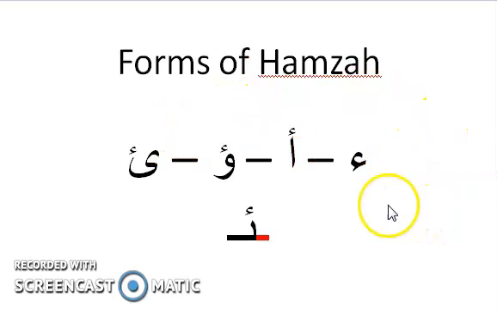Forms of Hamza. It takes many forms. It can be written on the line like this, or above the letter alif, above the letter waw, above the letter ya, and above the letter ya. Also, this is ya too, but when it is connected to another letter. We are going to learn how to pronounce them, but first we have to study vowels.